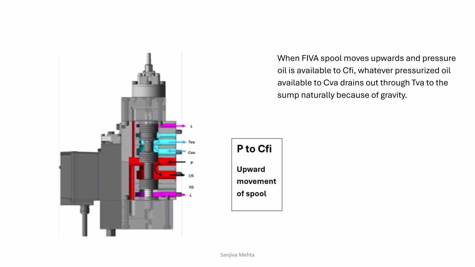After it has moved up, fuel injection has been carried out. Actually, when you're talking about when it's moving down, at that time, whatever pressure oil was available to CBA earlier will move down, because of gravity, to the sump from the last cycle or exhaust valve cycle.